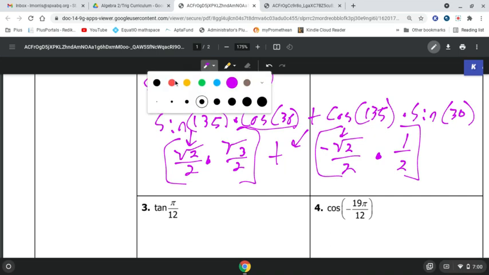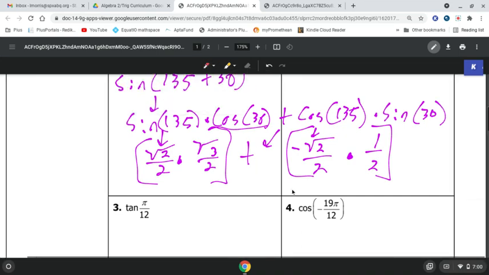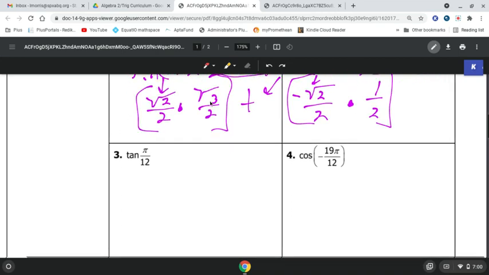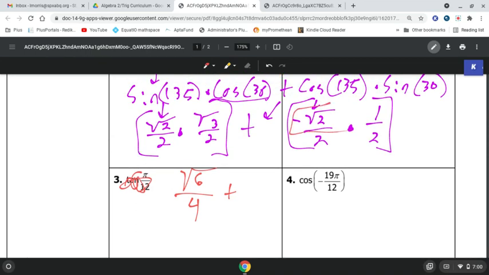Now it's just simply multiplying fractions, and then we're going to group it all together. So if we take these two fractions and multiply them, we're just multiplying across the top. So the square root of 2 times the square root of 3 is just the square root of 6. And then 2 times 2 is 4. So we'll have the square root of 6 over 4 plus, now we're taking negative square root of 2 times 1. So that's going to give us negative square root of 2. And then 2 times 2 is 4.